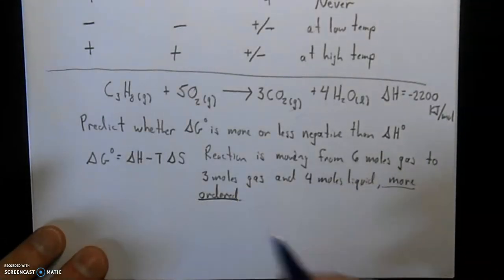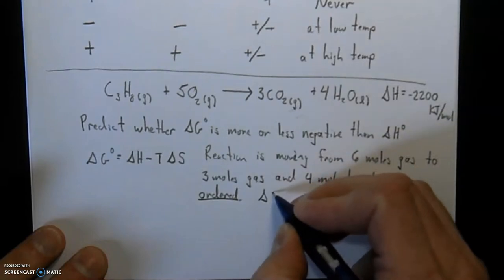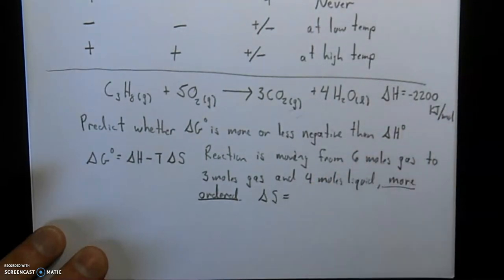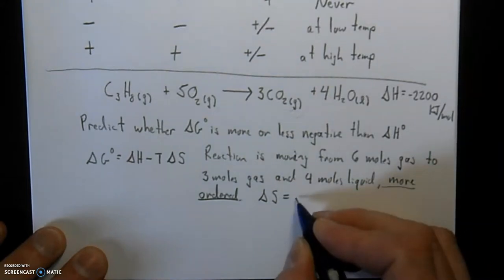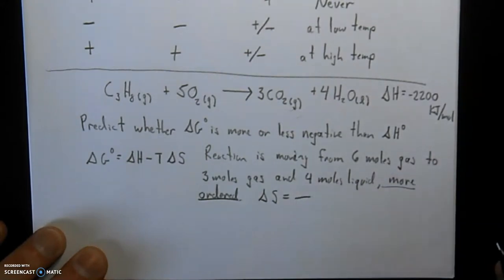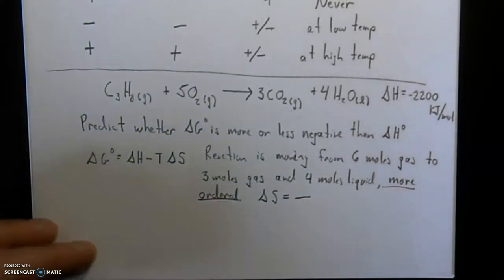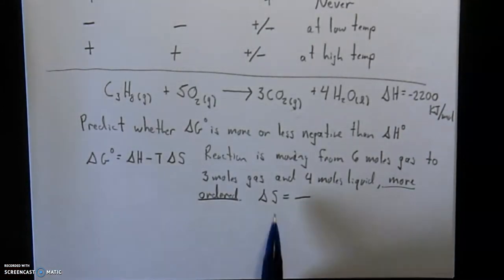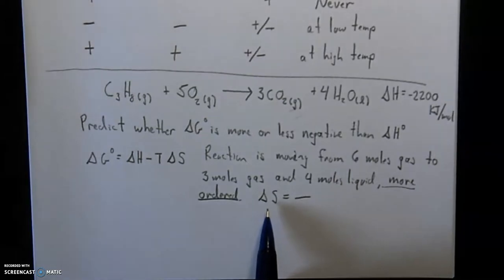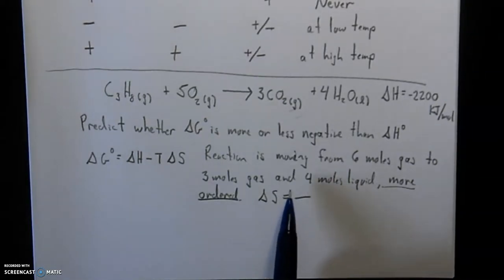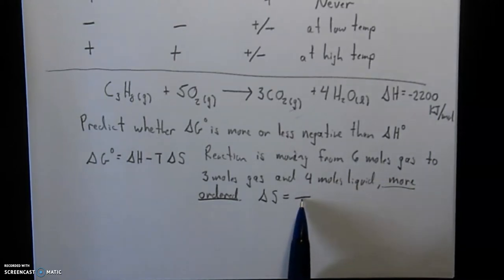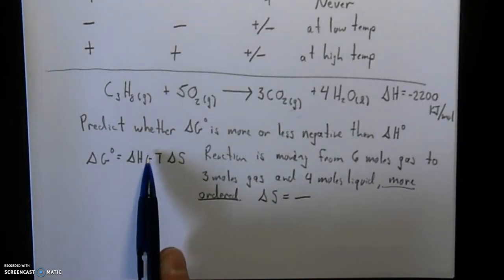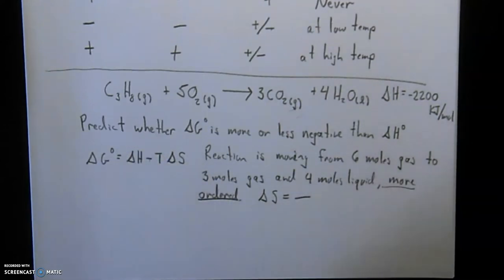So as far as a sign for delta S, positive or negative, what do you think? It is negative, which indicates it is becoming more ordered. And I know that's maybe weird, because you think more ordered should be positive. More disorder, more randomness, is a positive value. If it's becoming more ordered, that's not random, so it's a negative value. So when you incorporate that negative value into this equation, it becomes positive. And therefore, what effect does that have on delta G?